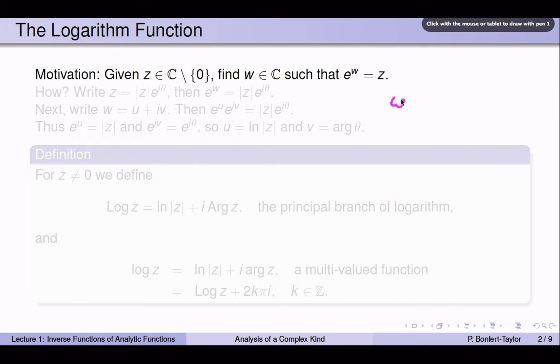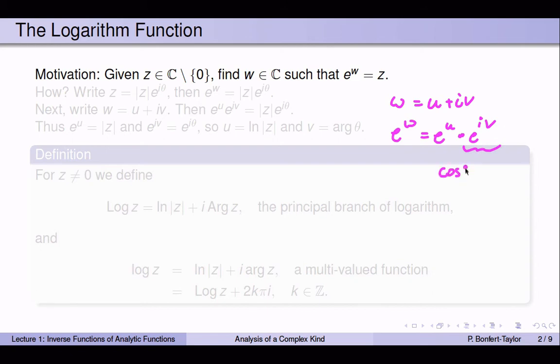Remember, if w is of the form u plus iv, then e to the w was defined to be e to the u, and that's our regular exponential function from real analysis, times e to the iv, where e to the iv simply stands for cosine v plus i sine v. And again, these are the real valued cosine and sine functions.